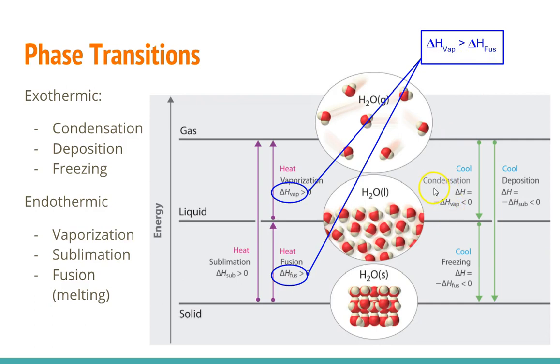And from a particle picture perspective, that makes sense. To go from liquid to gas, we have to completely break those intermolecular forces, whereas to go from solid to liquid, you only have to let them go enough so that they can rotate and translate around each other. They don't have to completely separate. You're not separating the molecules completely to be independent from each other.